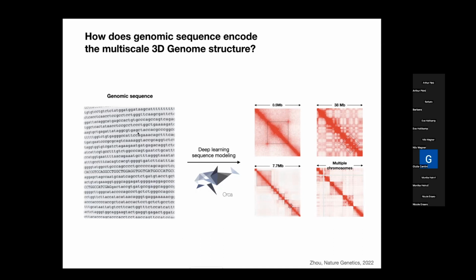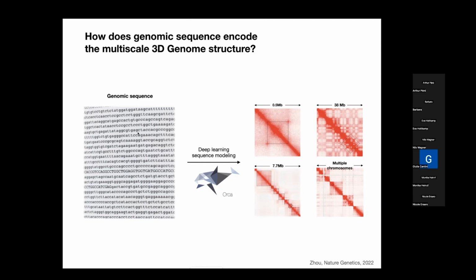So what we want to do is further extend that ability to model interactions that are beyond the 1 megabase pair scale. So finally being able to model all the different scales that we can measure through Hi-C type techniques, right?